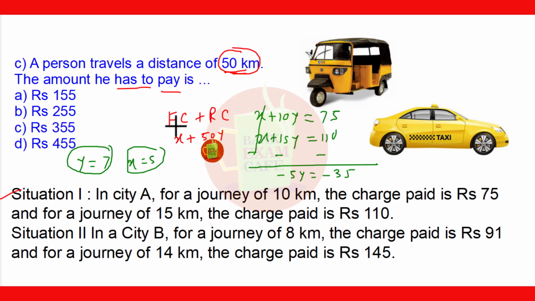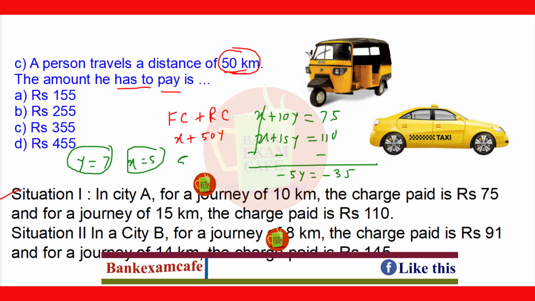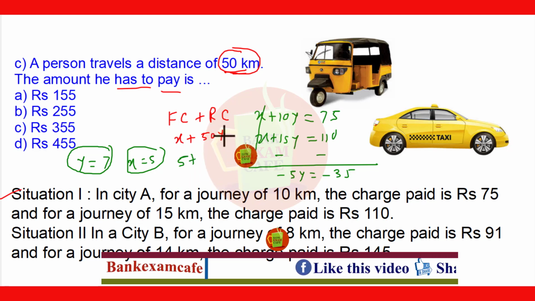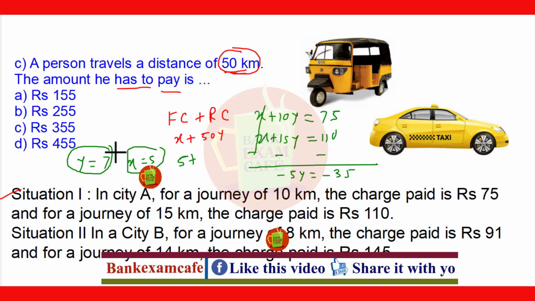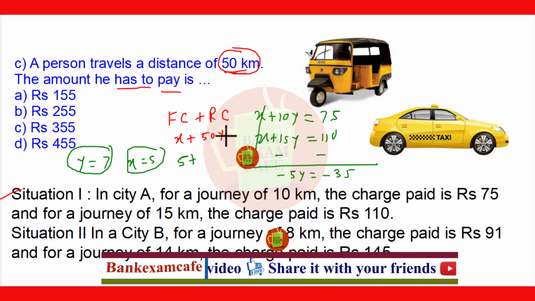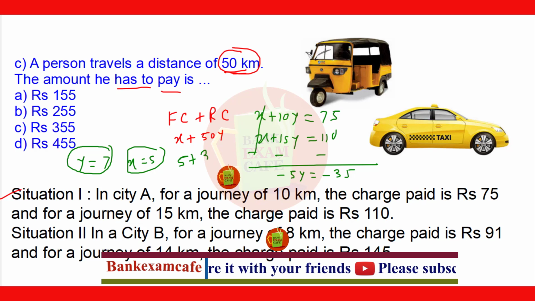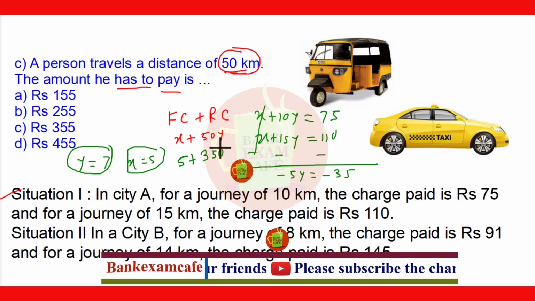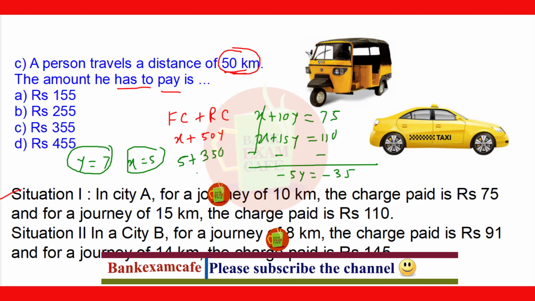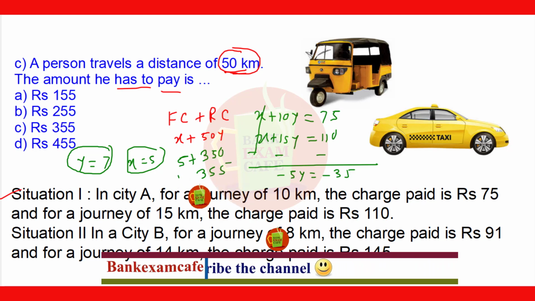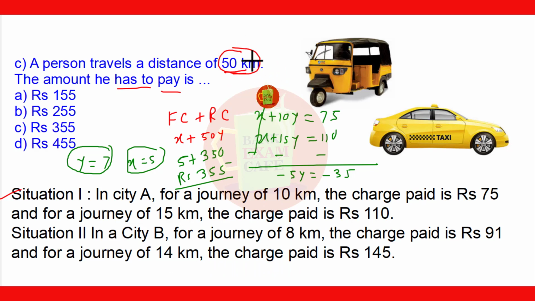And so here you will get the total charge as fixed charge plus 50 into y, that is 7. So 50 into 7, that is 7 5s are 35, so it will be 350, and 350 plus 5, that will be 355. So for a travel of a distance of 50 kilometers, the total charge will be 355, and therefore the C option is the correct option. Now move to the next question.